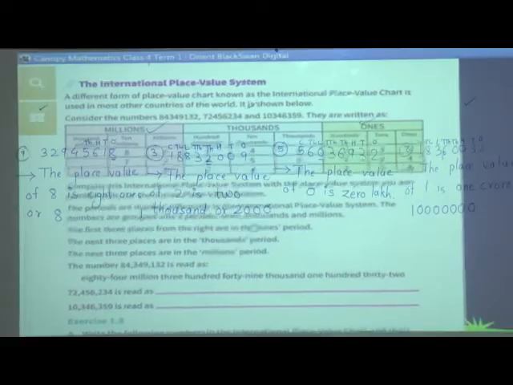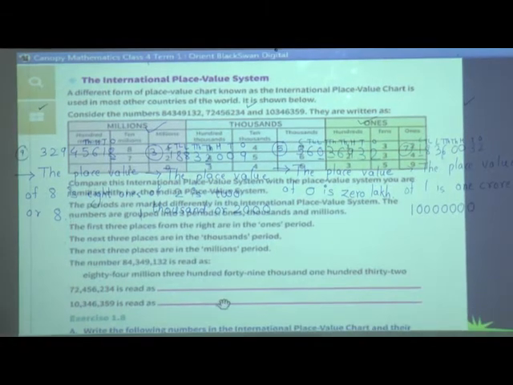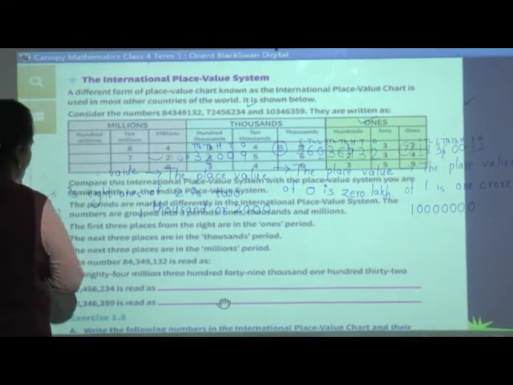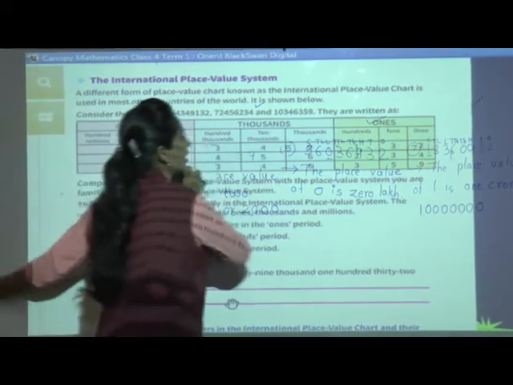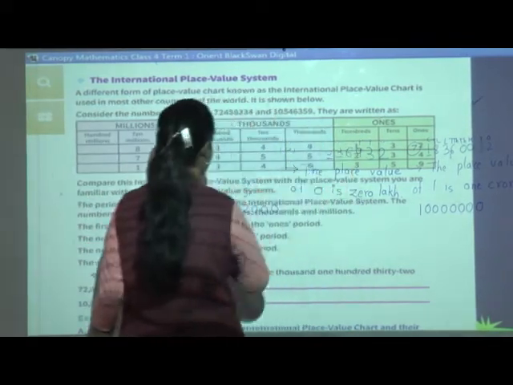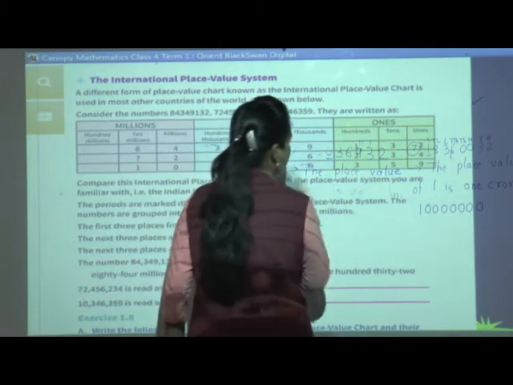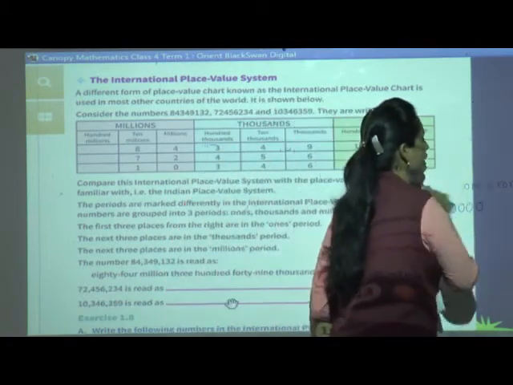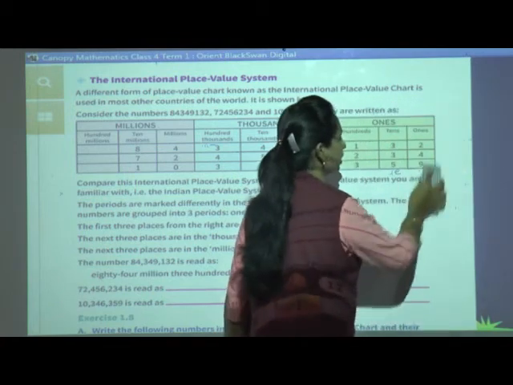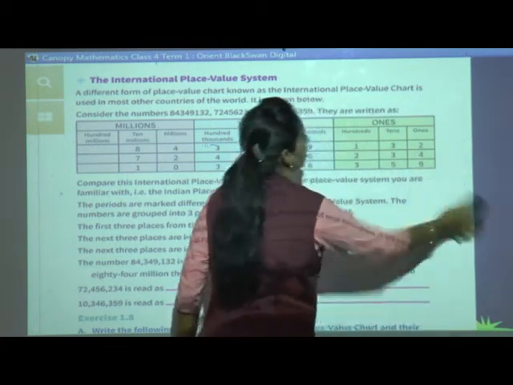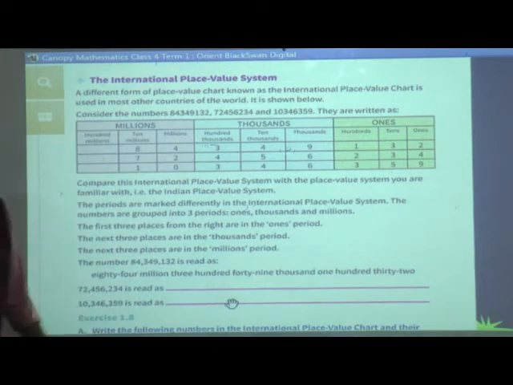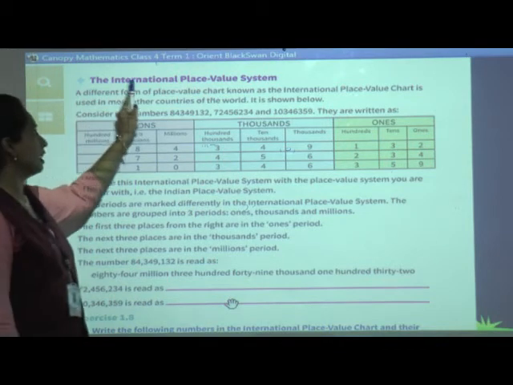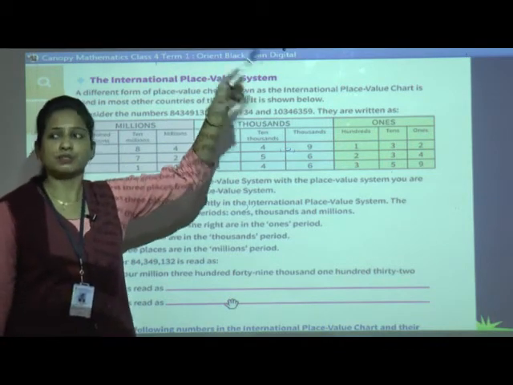Okay. Now we will start one new concept. Here we have completed our exercise 1.7. So students, just keep on practicing the sums. Whenever I teach, you have to practice immediately after all the online sessions. Okay. So now we will start our new concept, that is the international place value system.